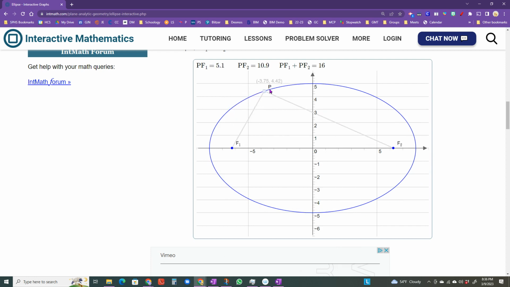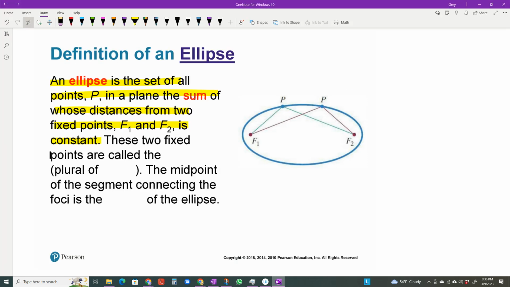This blue curve is an ellipse because it is the set of all points such that the sum of the distance from two fixed points is always a constant. That's an ellipse. Those two fixed points have a special name. They are called the foci. That is plural of focus. And the midpoint between any two foci is the center of the ellipse.